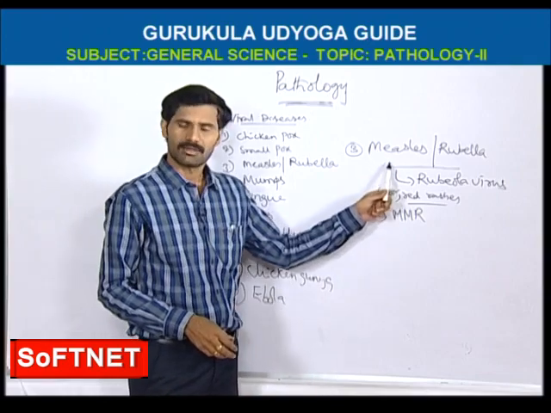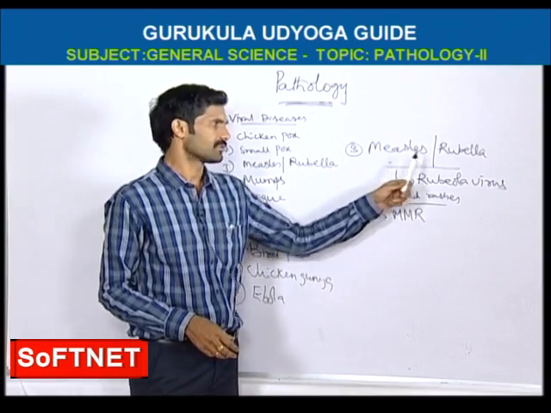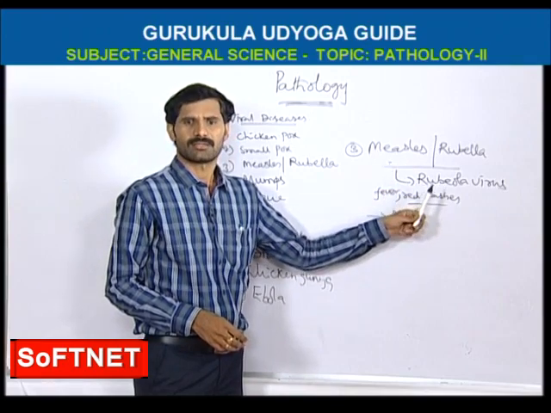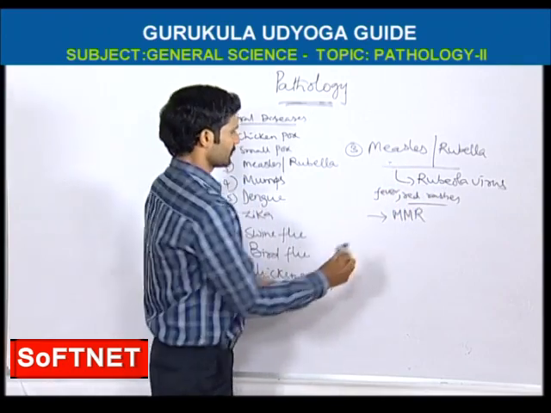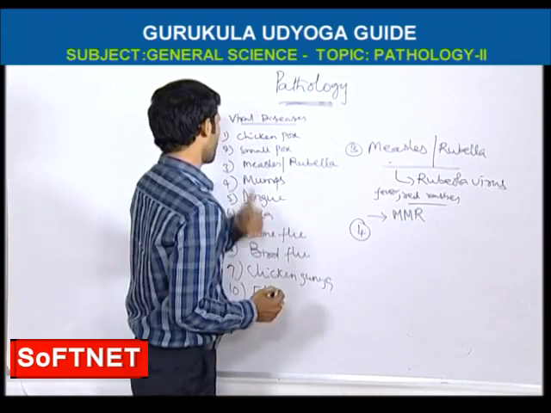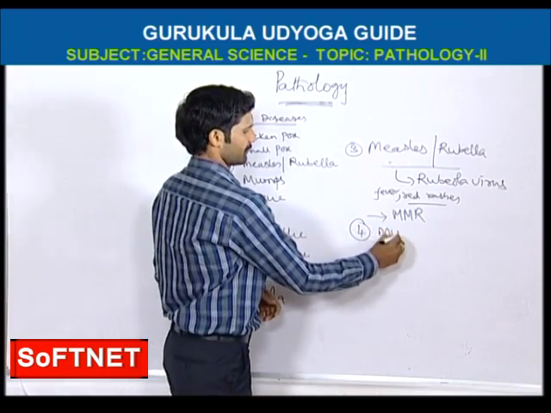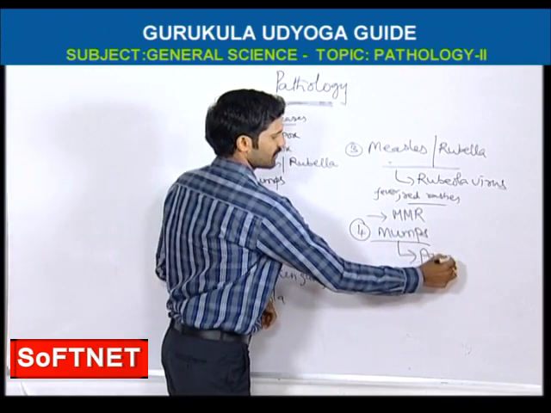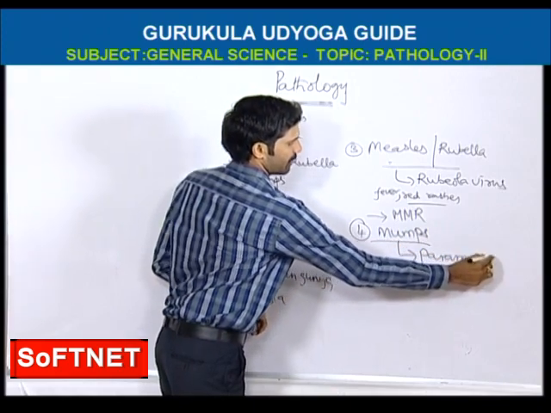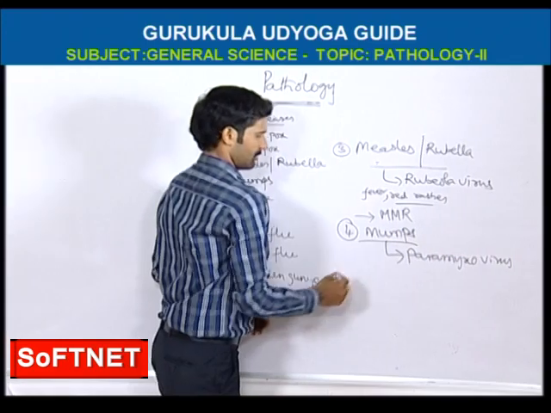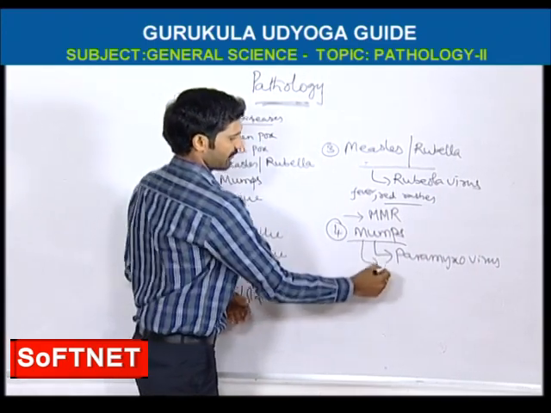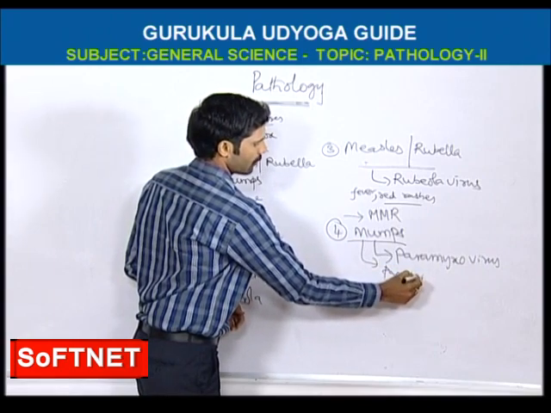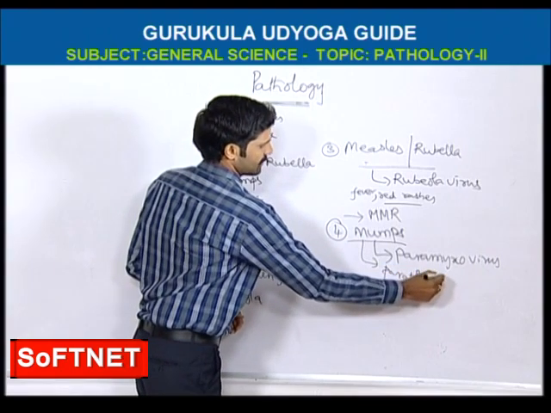It is a contagious disease, meaning it spreads by contact. Next viral disease, mumps, caused by a paramyxovirus. Mumps affects the salivary glands, namely the parotid salivary glands.